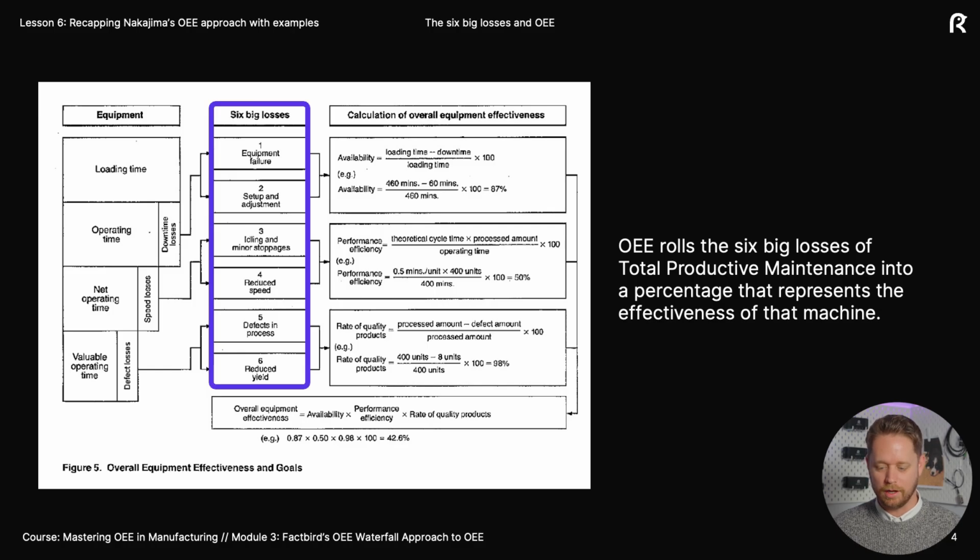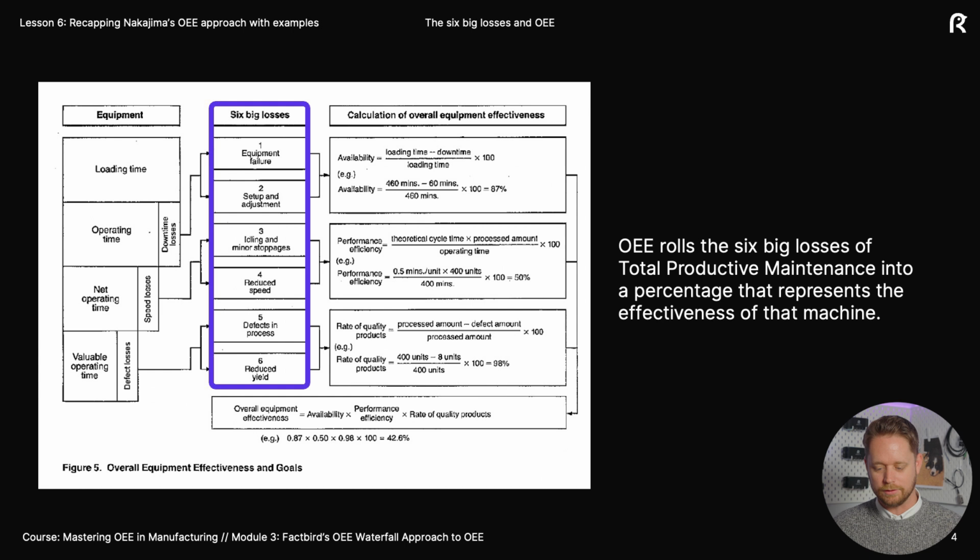First, the 6 big losses and OEE. As we know from previous lessons, OEE gives us a numerical value for potential improvement. It takes into consideration the availability, performance, and quality of output for a piece of equipment. Looking at Nakajima's OEE calculation from another angle, you can say it rolls the 6 big losses of total productive maintenance into a percentage that represents the effectiveness of that machine.